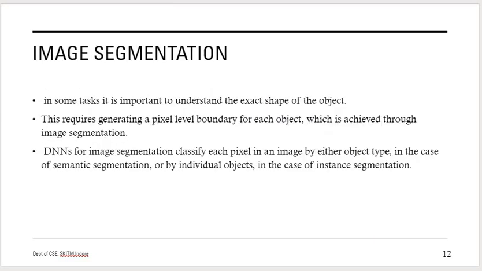Next we have image segmentation. It is important to understand the exact shape of the object. So this will generate a pixel level boundary for each object, which is achieved through image segmentation.